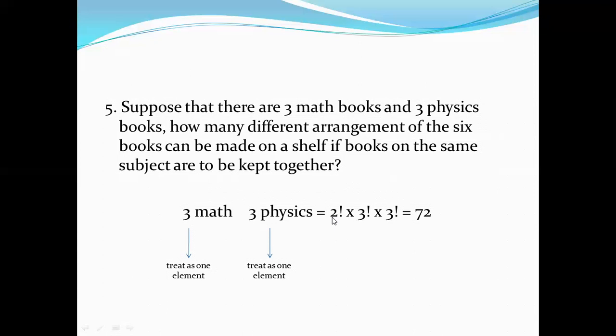Okay? So 2 factorial. And then bakit meron tayong 3 factorial dito? Kasi itong tatlong math, although magkakasama sila, pwede silang magkapalit-palit ng posisyon. Okay? So in how many ways can you arrange the 3 math? You have 3 factorial. Same rule applies sa physics books. Although magkakatabi sila, pwede silang magkapalit-palit ng posisyon. So you have 3 factorial for the number of ways to arrange the 3 physics. So multiplying this, 2 factorial times 3 factorial times 3 factorial will give us 72.